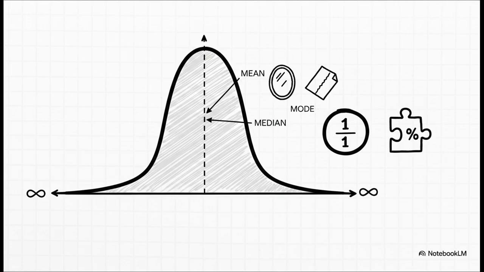Here's another interesting detail. See the tails of the curve? They never actually touch the bottom axis. They get closer and closer, but they stretch out to infinity in both directions. This is important because it mathematically accounts for the possibility of extremely rare outlier events. And finally, as we mentioned, if you were to measure the total area underneath that entire curve, from negative infinity to positive infinity, it would always add up to exactly 1, which represents 100% of all possible outcomes.